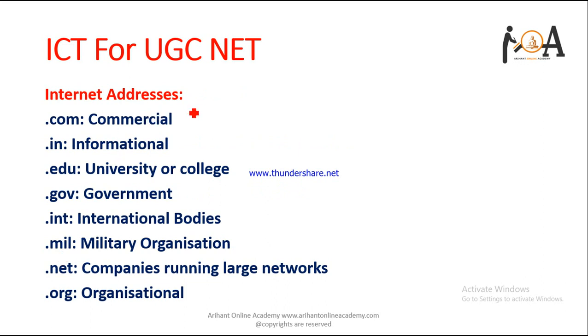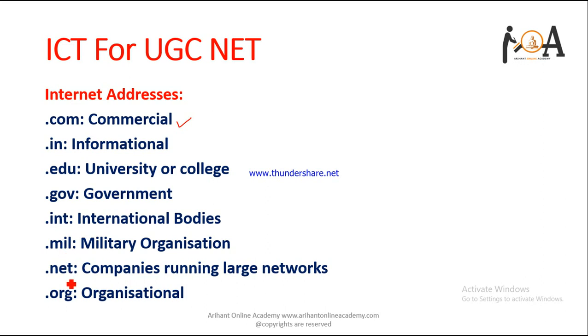And then some internet addresses, because in previous years' UGC NET papers they have asked what .edu is used for, right? So .com is for commercial internet applications, the internet addresses of such websites. .in is for informational websites. .edu is for the internet address of a university or any college. .gov is for governmental websites, right? And .int is for international bodies, and .mil is for military organizations.